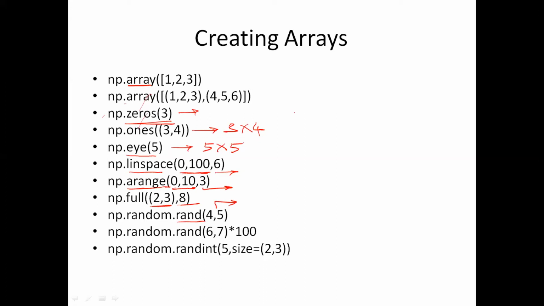This will create a random array of floats, whereas randint will create a random array of integers in the range 0 to 5. It will create an array of 2 by 3.